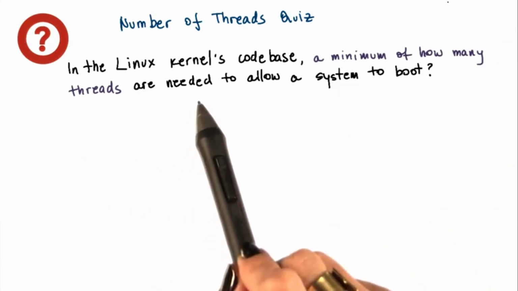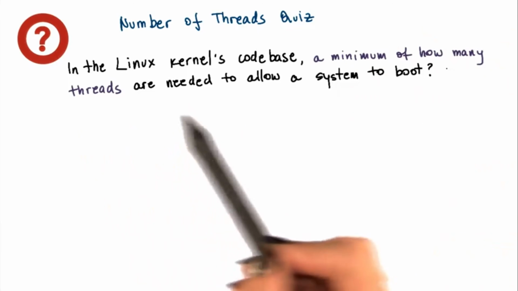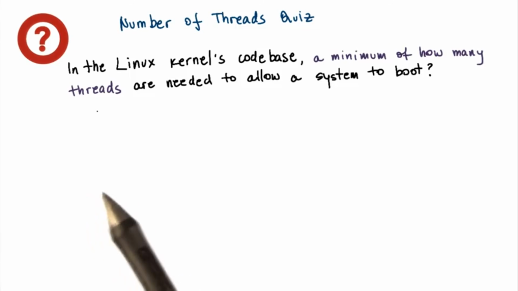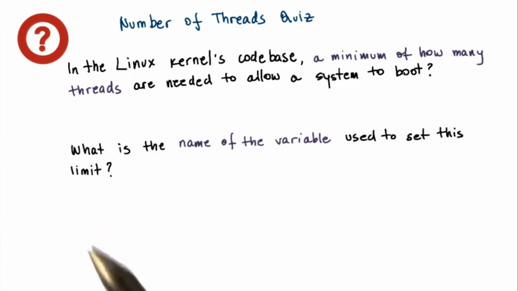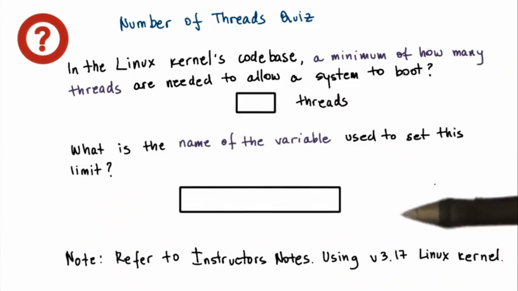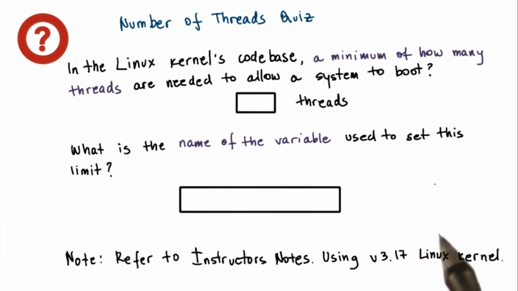First, in the Linux kernel's code base, what is the minimum number of threads that are needed to allow a system to boot? Second, what is the name of the variable that's used to set this limit? Each of these questions can be answered by examining the source code of the Linux kernel, and please refer to the instructor's notes for some useful pointers.